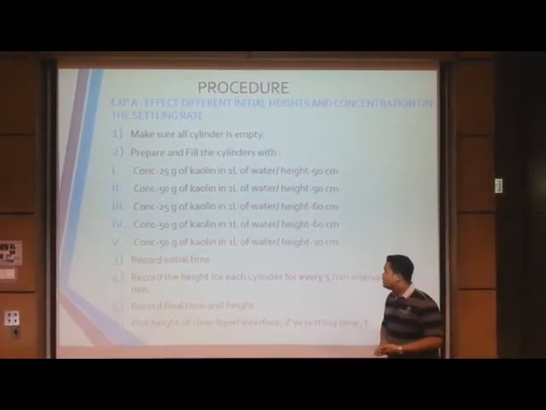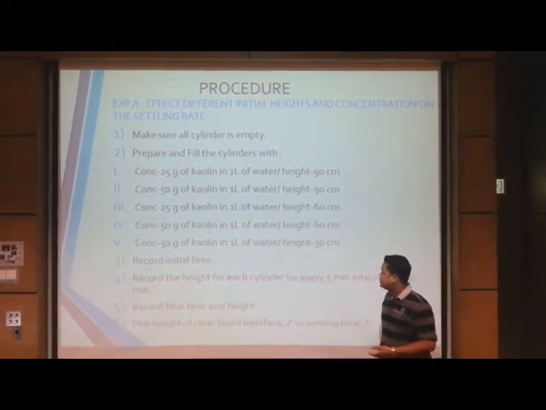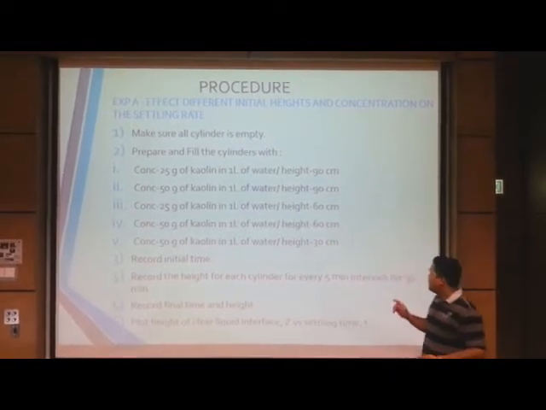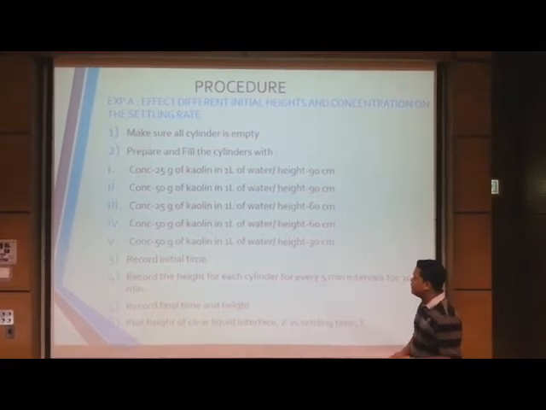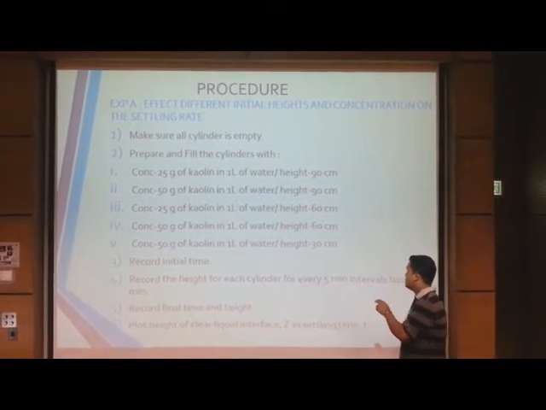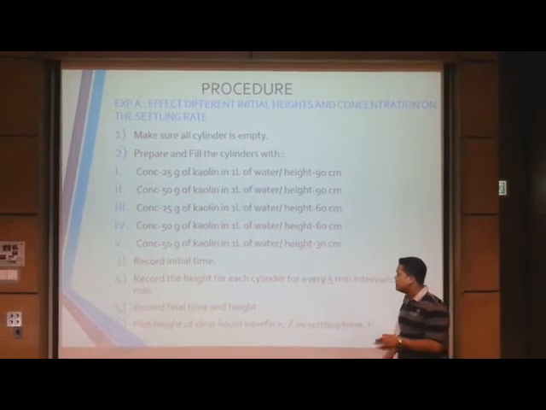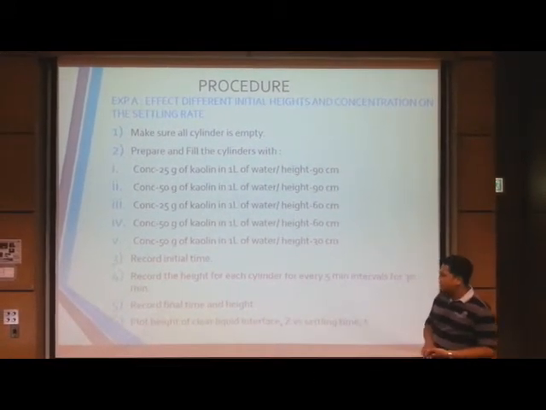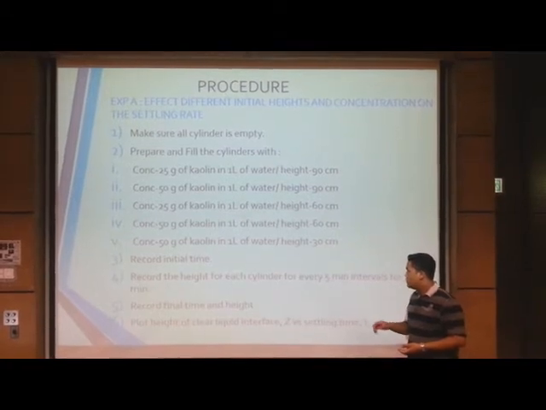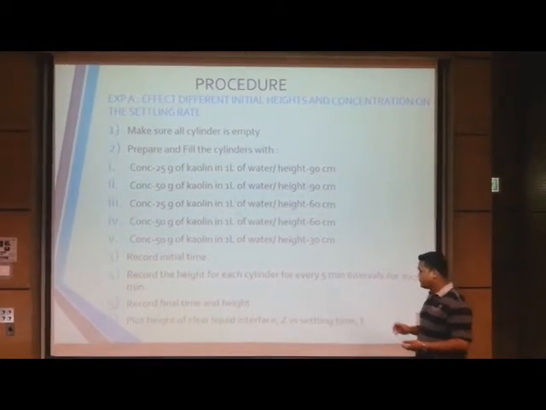Second, concentration of 50 gram of kaolin in 1 liter of water at height 90 cm. Third, concentration of 25 gram of kaolin in 1 liter of water at height 60 cm. Fourth, 50 gram of kaolin in 1 liter of water at height 60 cm. And fifth, 50 gram of kaolin in 1 liter of water at height 30 cm.